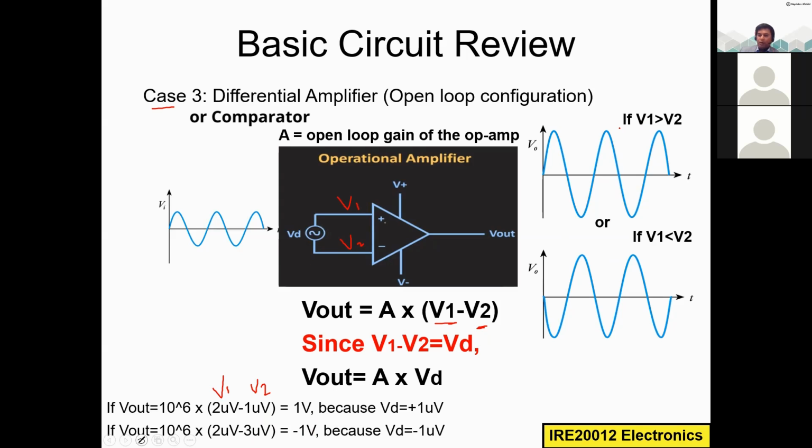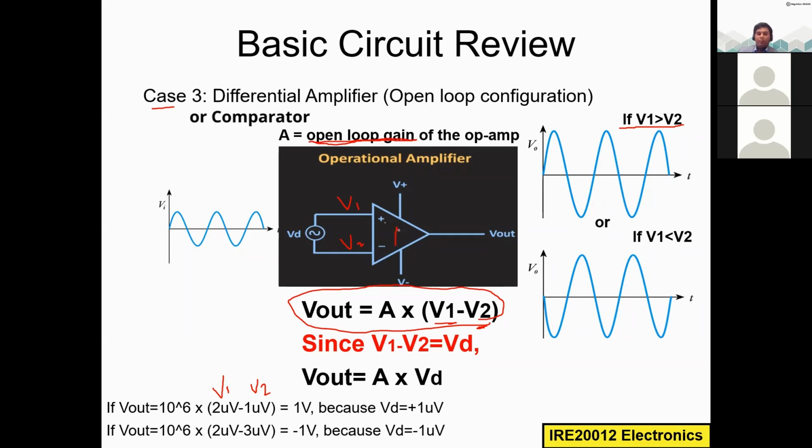So okay, you can always remember: if V1 is greater than V2, there is no phase difference. If V1 is less than V2, then there is a phase difference. So if you remember this formula, then everything is okay. And remember, this is open loop configuration. And we have one problem here.